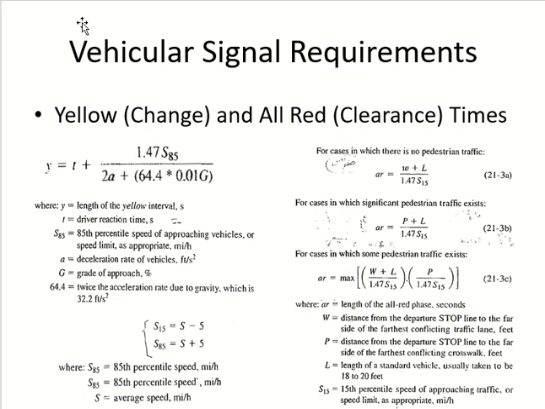What's the difference in the equation? W and P, right? We are using W here and we are using P here. What is P now? P is the distance from the stop line to the crosswalk on the other side. W was from stop line to stop line. P is from stop line to crosswalk. L is the same, S15 is the same.